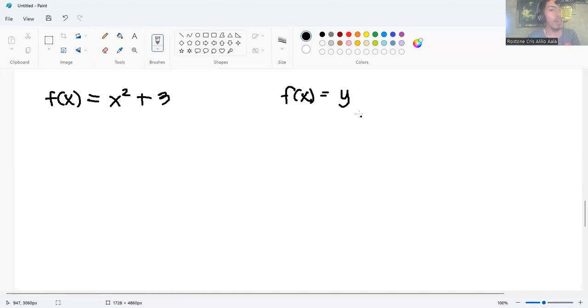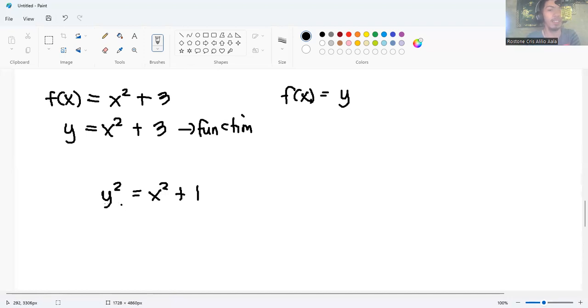So if we're going to convert f of x into y, then magkakaroon tayo ng y equals x squared plus 3. So kung mapapansin ninyo, ang y natin ay linear. Okay? Ang y natin ay linear. Kapag yung ating y ay linear, ibig sabihin ito ay function. Paano ba natin malalaman na ang y ay hindi na linear? Magkakaroon na siya ng exponent 2 or more. For example, we have y squared equals x squared plus 1. This will not be a function.